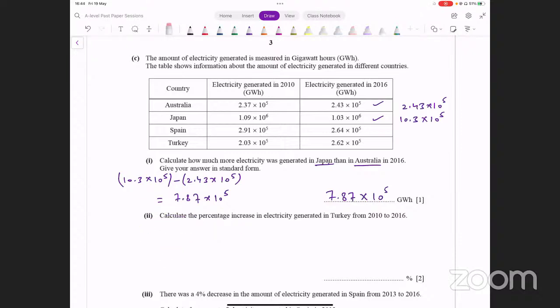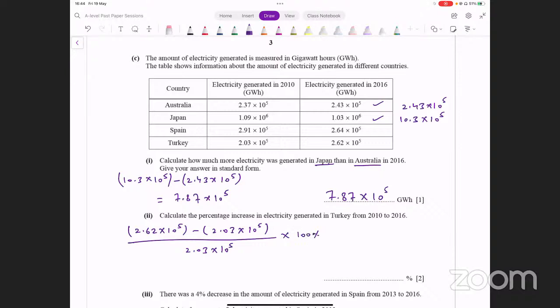Let's do that. What's the new amount? The new amount in the numerator is 2.62 into 10 raised to power 5. Subtract from that the old amount, which is 2.03 into 10 raised to power 5. In the denominator, we have the old amount, which is 2.03 into 10 raised to power 5, and we multiply this by 100%.